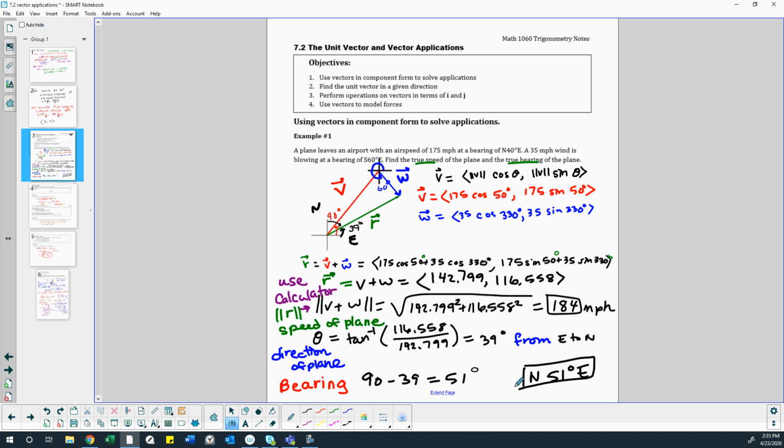So again, two different ways to do the exact same problem. We get exactly the same answer, whether we use law of cosines or law of sines following that, or if we just use our vector component form that we've been learning about in this chapter.